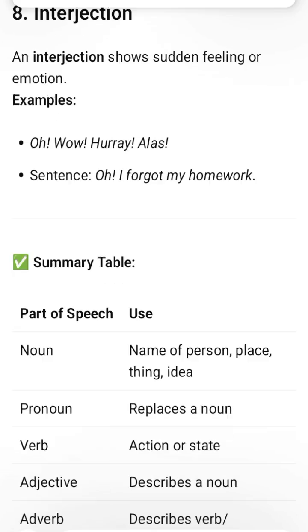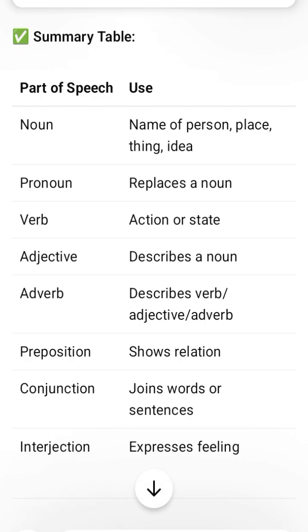Summary table. Part of speech. Noun: name of person, place, thing, idea: Ali, school, book. Pronoun: replaces a noun: he, she, it. Verb: action or state: run. Adjective: describes a noun: beautiful, tall. Adverb: describes verb, adjective, adverb: quickly, very.